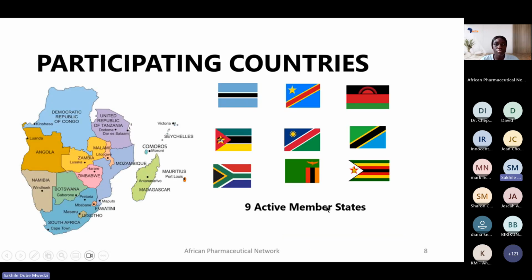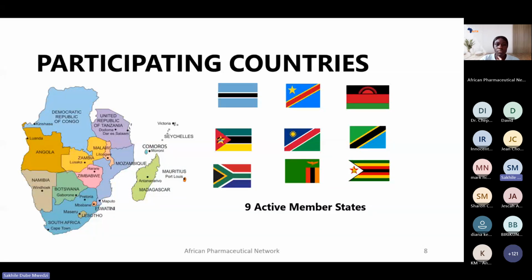I'll take you back now to what we mean by the 9 active member states. So when we say that we are active member states, we're saying that these are the countries. SADC has 16 countries in total, but it's not every single country that is able to actually do registration of products. So the flags that you're seeing to the right show you which member states take applications, assess them, and can give you a marketing authorization certificate. Also, we have Mauritius, Madagascar, and Comoros that also do that. And most recently, Angola as well.